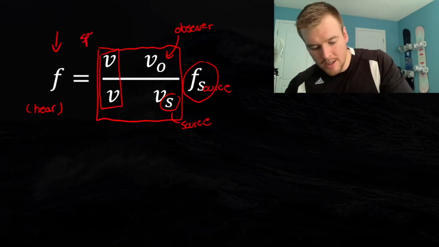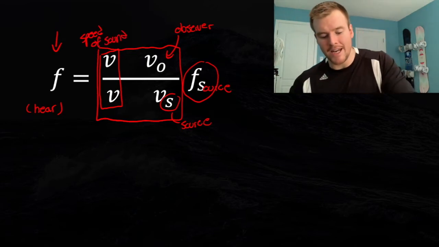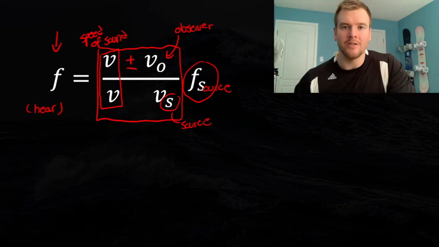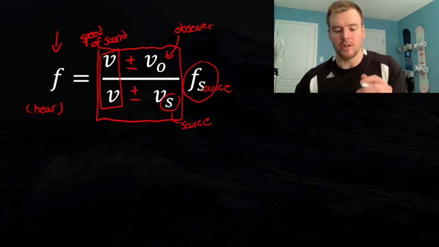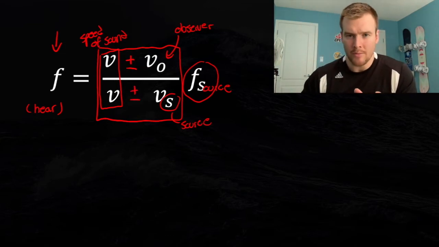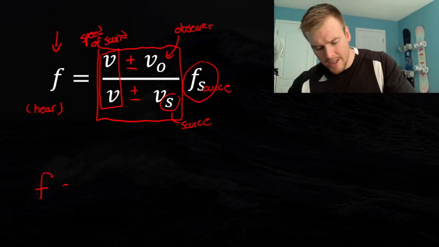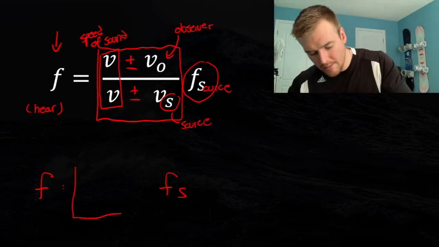So the speed of sound. Now I have left two parts out here, and it's that on top it's V plus or minus the velocity of the observer, and on the bottom V plus or minus the velocity of the source. This is one of our most complicated formulas, so I'm going to try and simplify this a little bit. We have what we hear is equal to the source of the wave, and then there's this ratio in between.